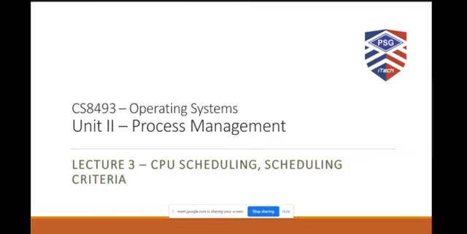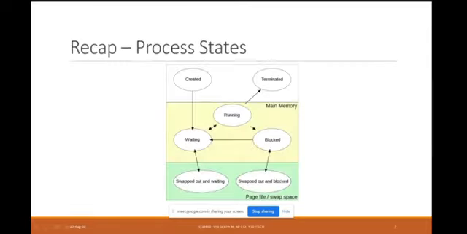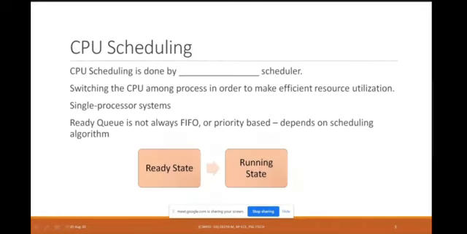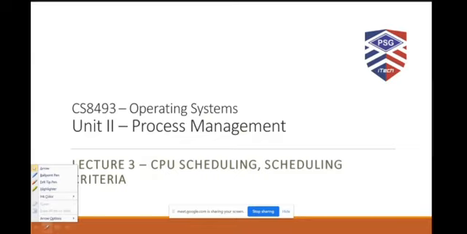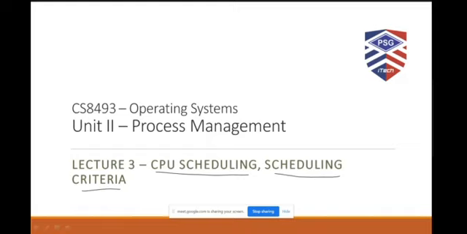So today we are starting with your CPU scheduling. So today we will start with your CPU scheduling and different scheduling criteria that will be used for scheduling.